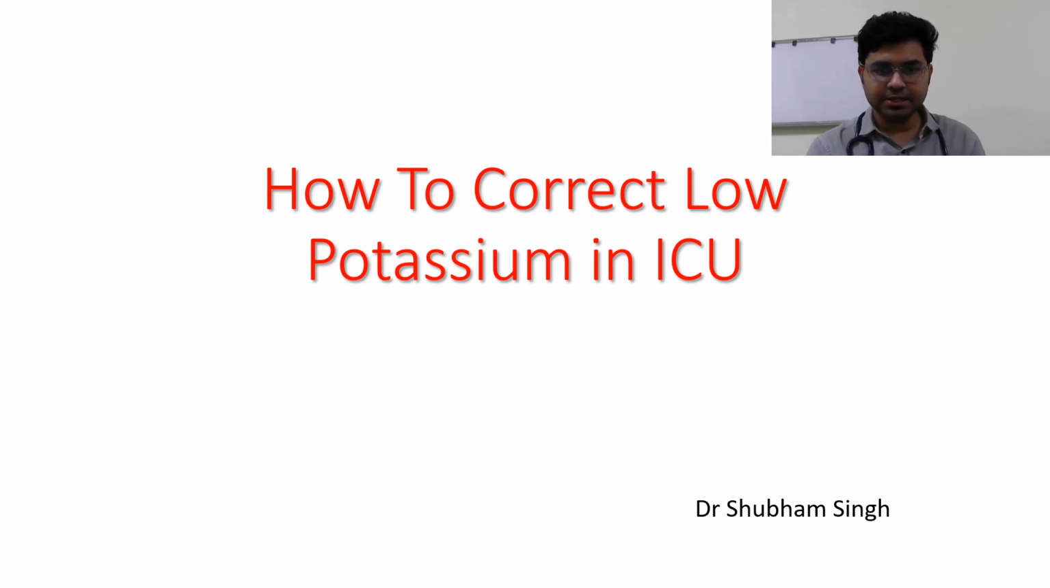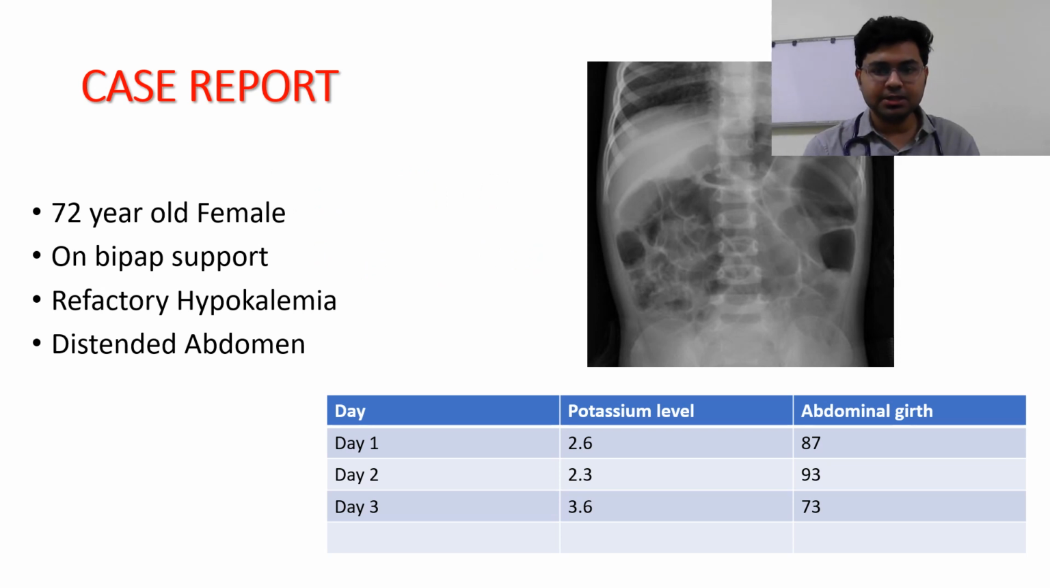So today we'll discuss how to correct the hypokalemia in ICU. Basically, we had this case of a 72-year-old female who developed paralytic ileus. Her abdomen was distended, and after all the series of corrections, also by potassium chloride, her potassium levels were not improving. You can see it was 2.6, 2.3.